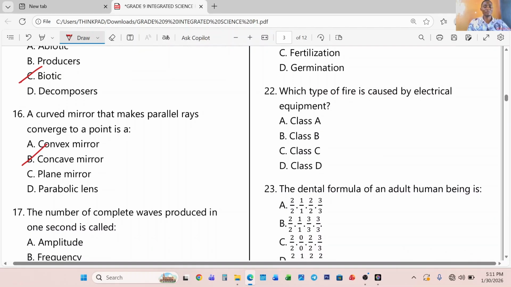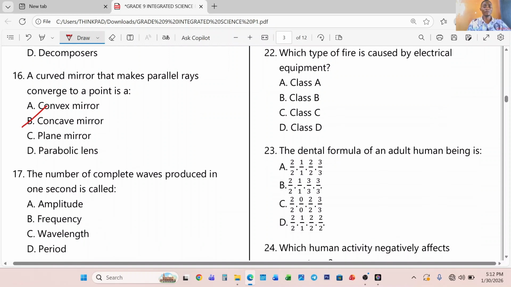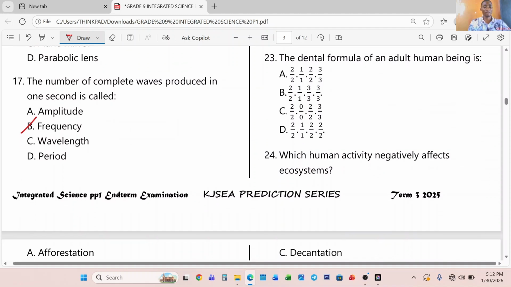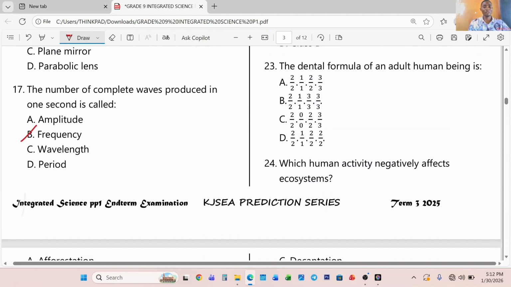Question 17. The number of complete waves produced in 1 second is called. We have amplitude, frequency, wavelength, and period. So we need to know that the number of complete waves produced in 1 second is what we call the frequency. The frequency is the correct answer. So moving to the next question.